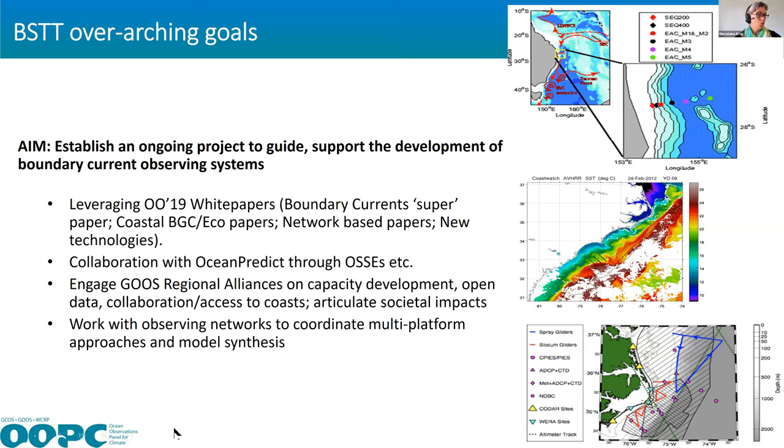All right, so what we aim to do in the BSTT is to guide observing system requirements for ocean boundaries, to link the global observing system to regional coastal systems. And we focus first on resolving the physics and also on mid-latitude systems. We also want to promote conversations and collaborations between modeling and observing communities towards better observing system design.